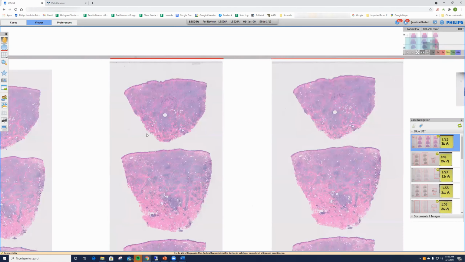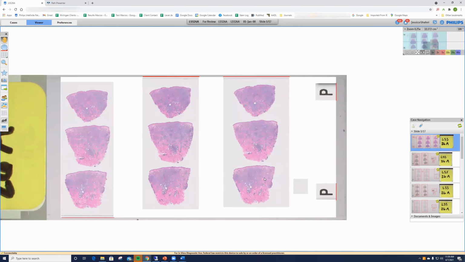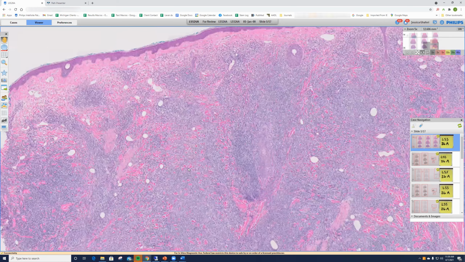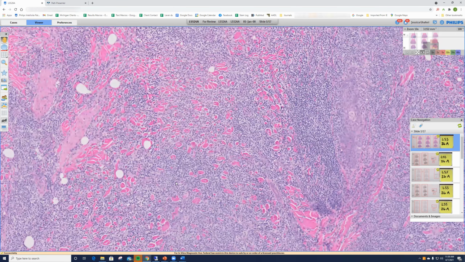At low power, this can look maybe more inflammatory. You might even think of lupus or a pseudolymphoma. But an inflammatory process might be in your differential diagnosis. And cytologically, these don't look terribly atypical.